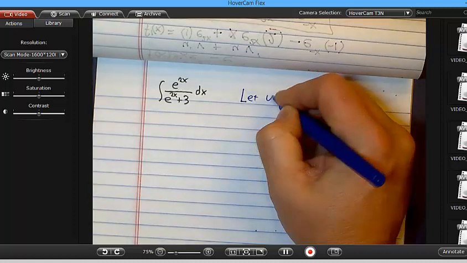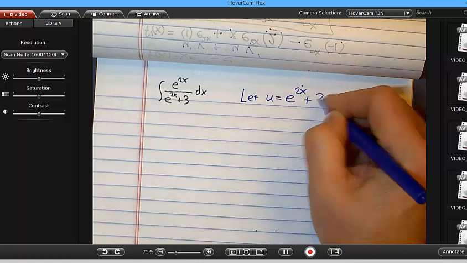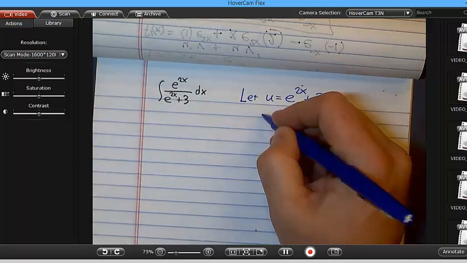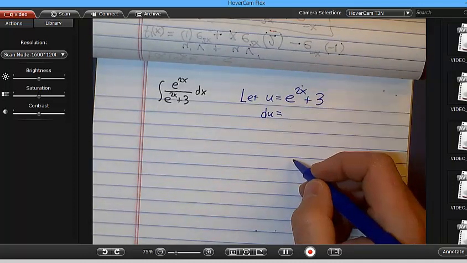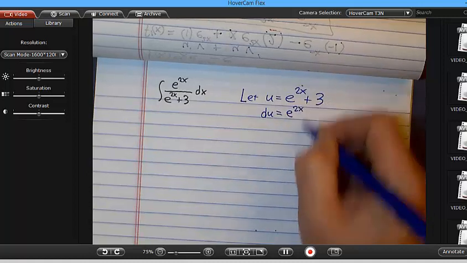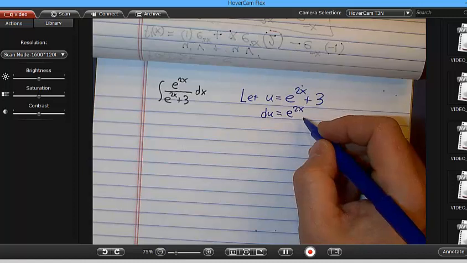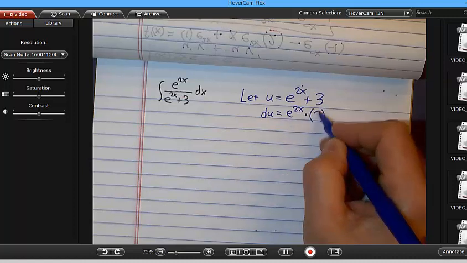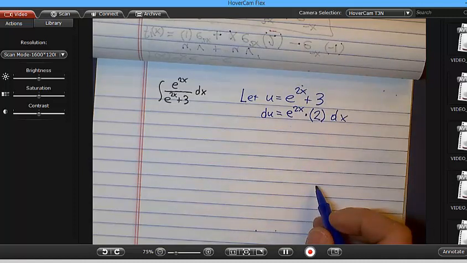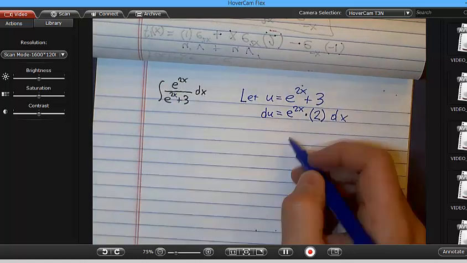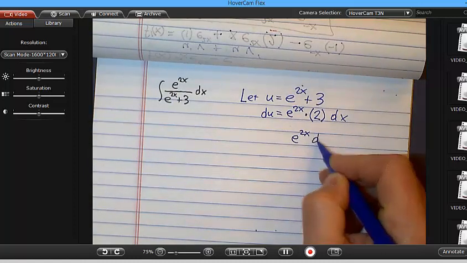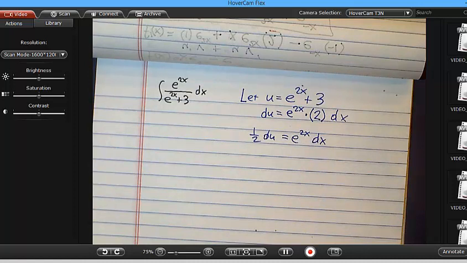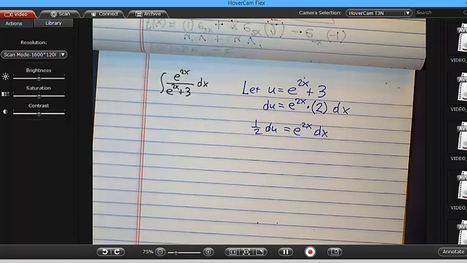Let u equal e to the 2x plus 3, the whole denominator. Now, what does du equal? e to the 2x, almost, times, I need to take the derivative of that, right? So what do I get? 2 dx, right? So I have e to the 2x dx sitting up there. It equals half of du, if you want. So now I'm ready to substitute. With all that stuff going on, I'm ready to substitute.